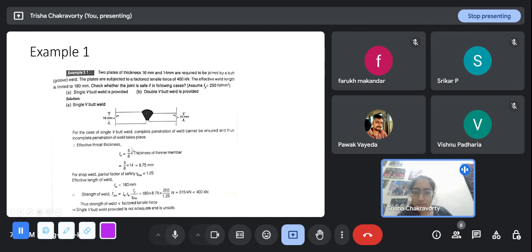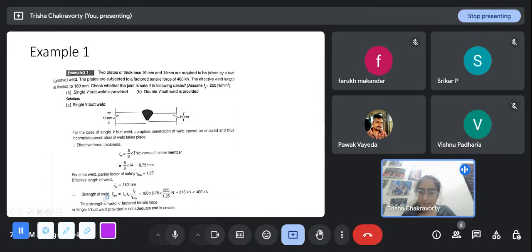So the effective throat thickness, this is the formula that you have to remember, that this TE is 5 by 8 of thickness of the thinner member in case of partial penetration. So 5 by 8 into 14. And for shop weld, have they mentioned here? No, so we are taking shop weld by default if it's not mentioned. If it's mentioned field weld, then we'll take 1.5. This is the partial safety factor, and the effective length is mentioned here to be 180 millimeter.